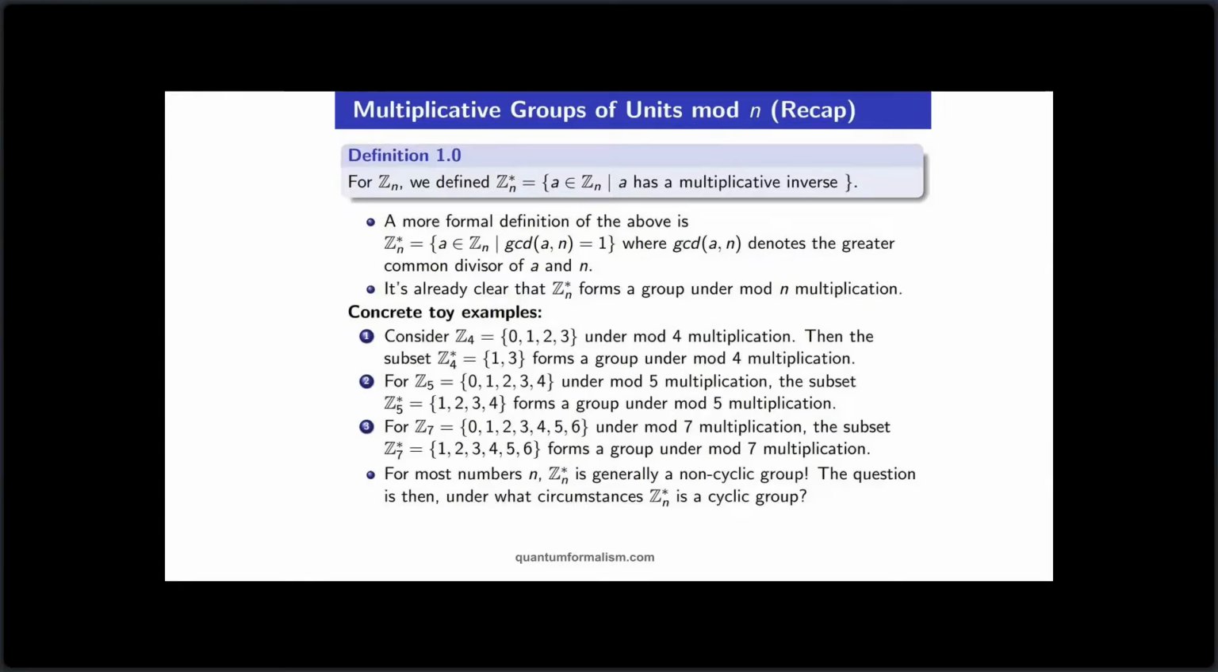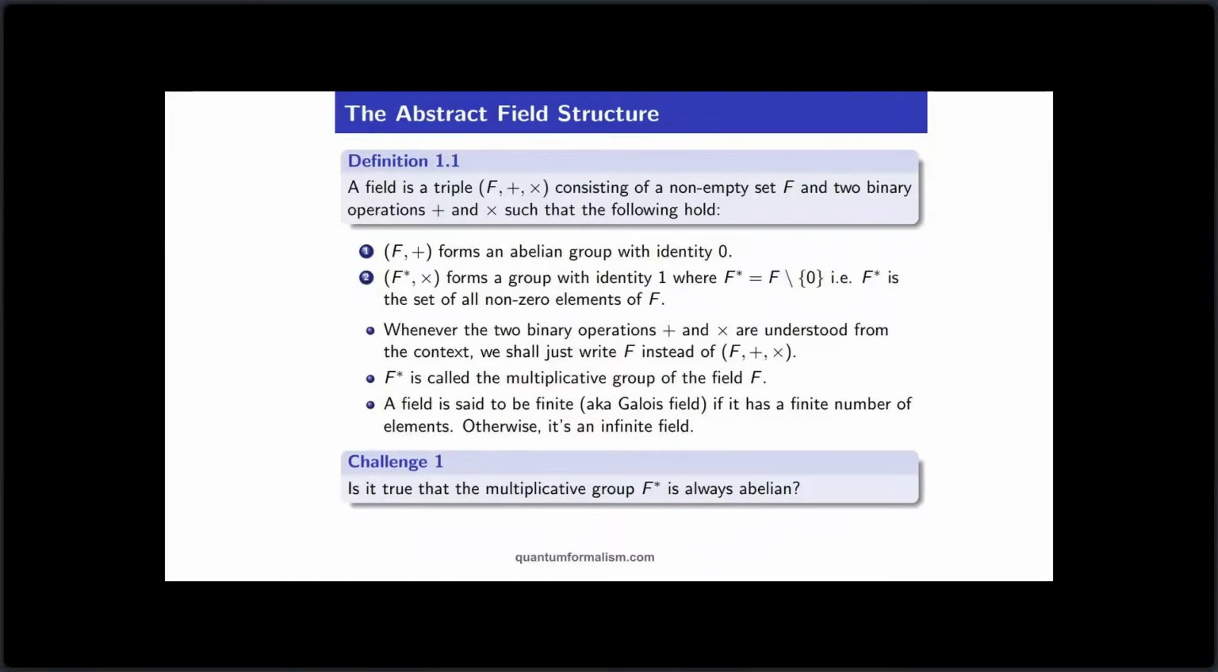Let's see, the cursor is not moving. Before we figure out under what circumstances Zn star is a multiplicative group, I wanted to avoid the notion of a field, but I think it helps if we define the notion of a field to get it out of the way. I know most of you already know what it is. For those of you who don't, here's an opportunity.